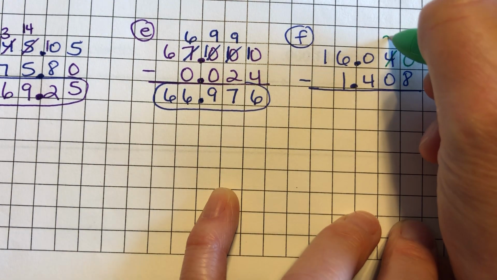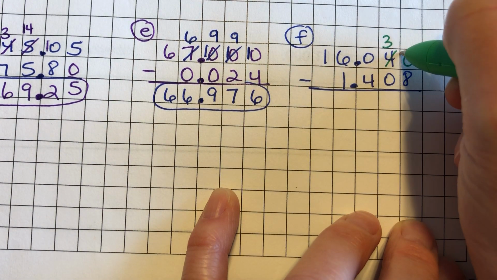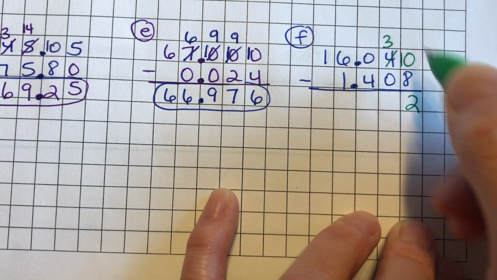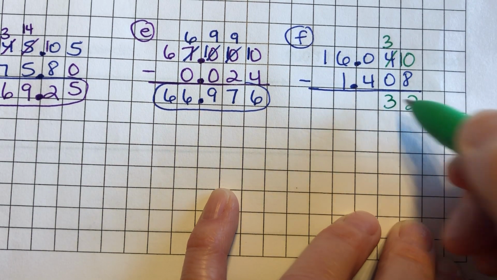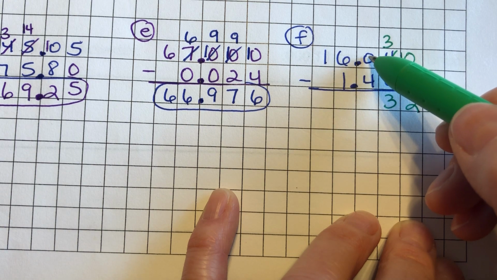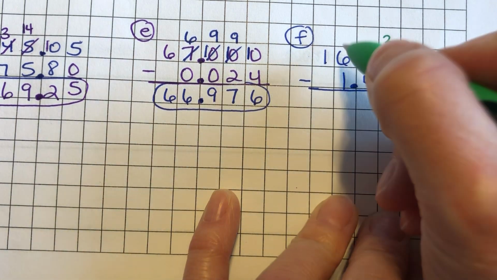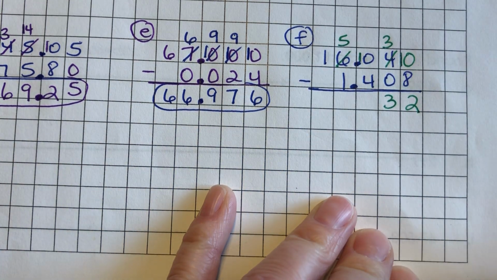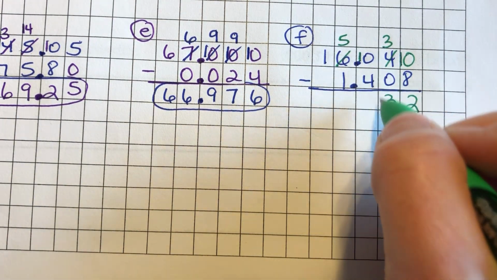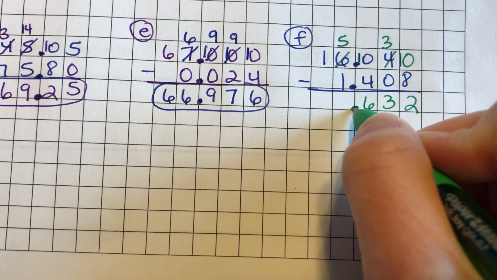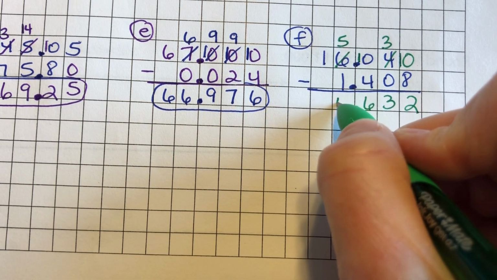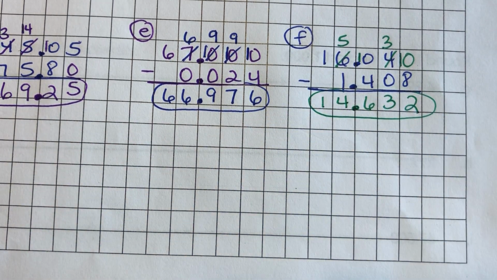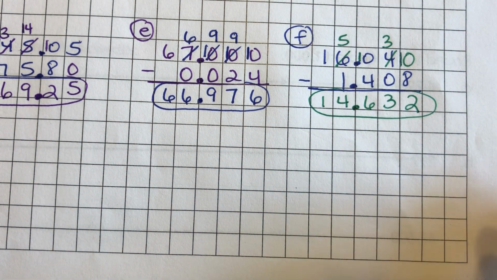So I do need to borrow from this 4. It becomes 3, and this 0 is now 10. 10 minus 8 is 2. 3 minus 0 is 3. And now again, 0 minus 4, I can't do it. I need to borrow from the 6. It becomes 5. And now I have 10 here. I can do that. 10 minus 4 is 6. I keep my decimal point in the same spot. 5 minus 1 is 4, and 1 minus empty box is 1. 14 and 632 thousandths. All right, 3 left.